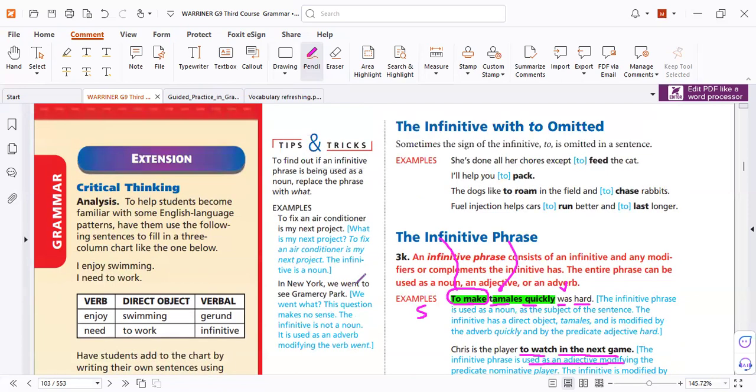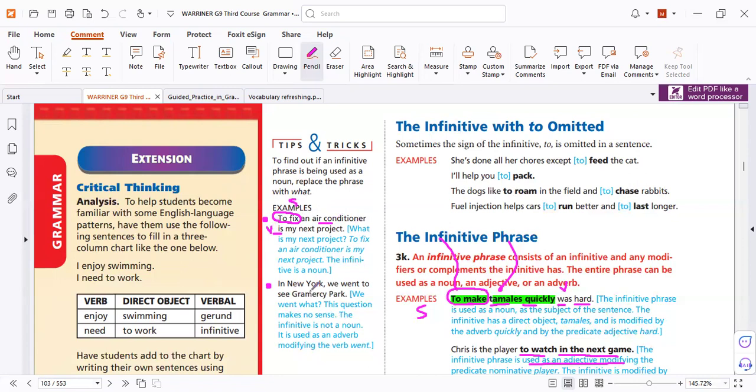Now we need together to study these examples to see what's wrong or a difference in meaning. To fix an air conditioner is my next project. To fix. To fix what? An air conditioner. So the air conditioner is not my next project to fix only. That is the object for this verb.